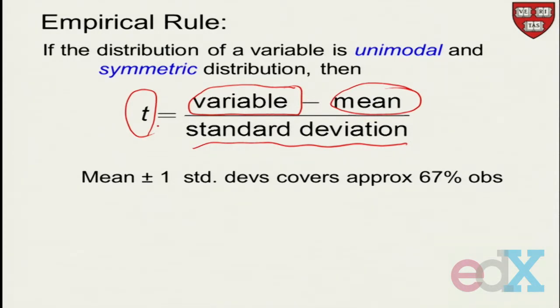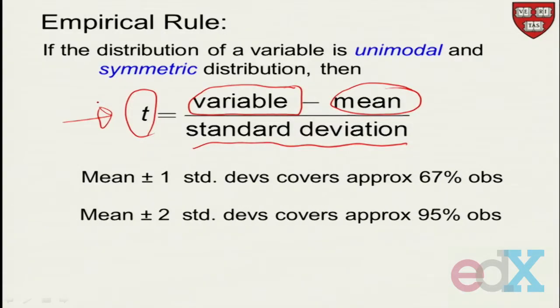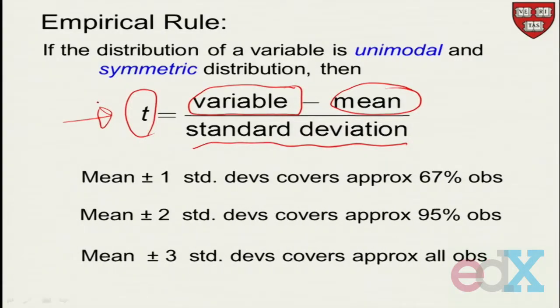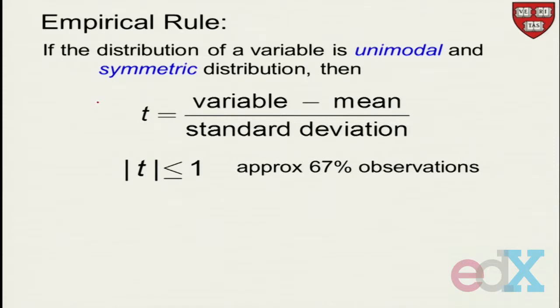Then the empirical rule says that we can compare this quantity t to an absolute number. Instead of saying mean plus or minus 1 standard deviation, then these are the empirical rules. The mean plus or minus 1 standard deviation turns out to be just 1. So in other words, this standardized variable has got a mean of 0 and standard deviation of 1.